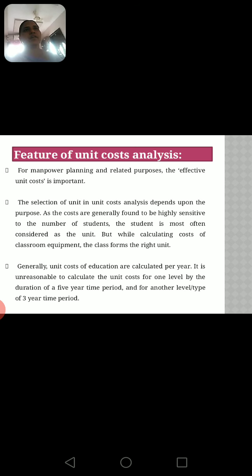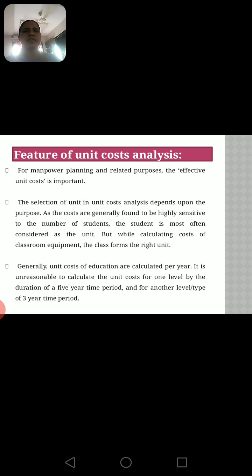It is unreasonable to calculate the unit costs for one level by the duration of a 5-year time period and for another level by a 3-year time period. These are the main features of unit cost analysis.